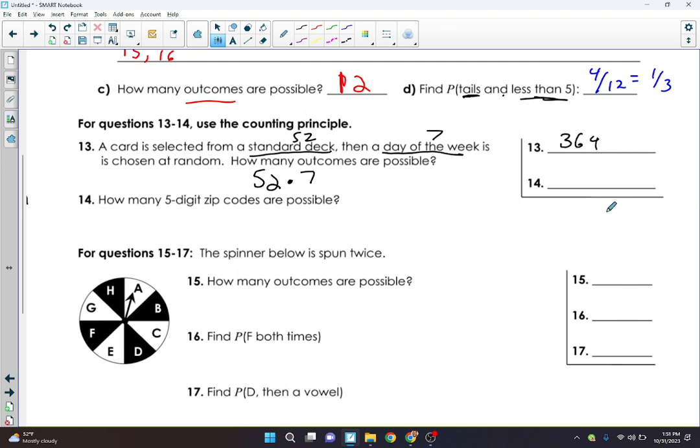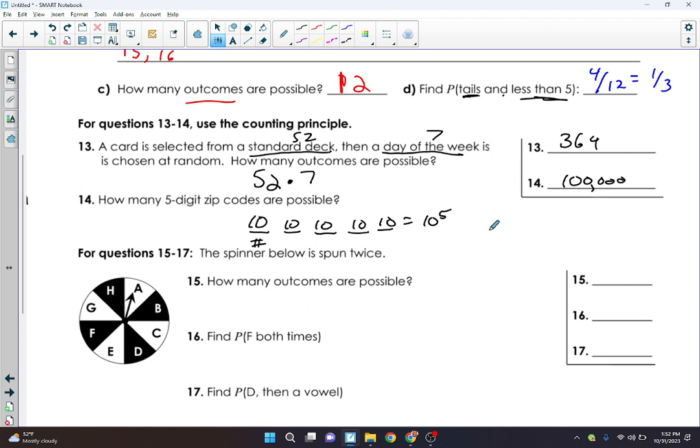364. Okay? How many 5-digit zip codes are in there? So in this situation, the first number, let's say some number, I can have a choice of 10 numbers, right? 0 to 9. The second number could also be 10. The third number also has 10 choices. Fourth number, always 10 choices. Fifth number, always 10 choices. 1 through 9 plus 0. So it's 10 choices. So it's 10 times 10 times 10 times 10 times 10, or 10 to the 5th power, or 100,000.